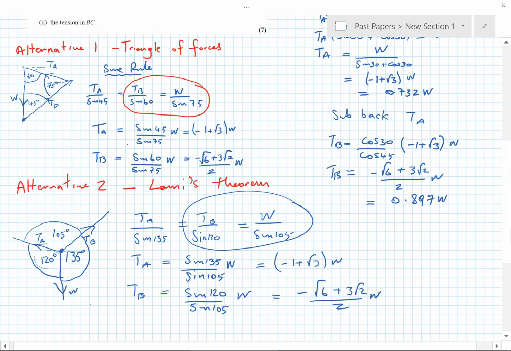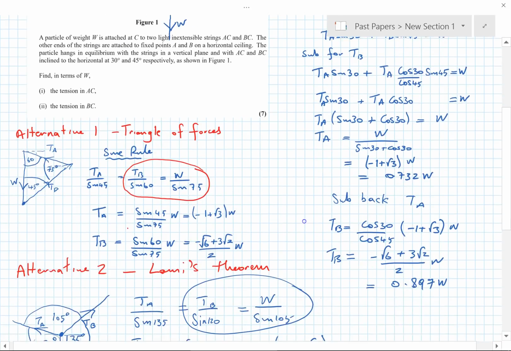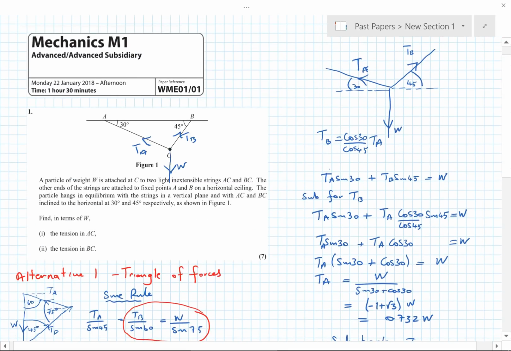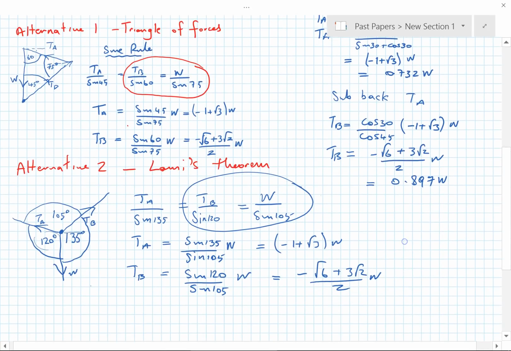So we spent a long time on that question, but I do think it's good to look at alternatives to the main way, which probably 80% of students are doing in this longer way, because that's the more general way which will work with other cases. But if you can work your way with triangular forces, or even Lamy's theorem, it can save a bit of time. Okay, so let's have a look at the next question.